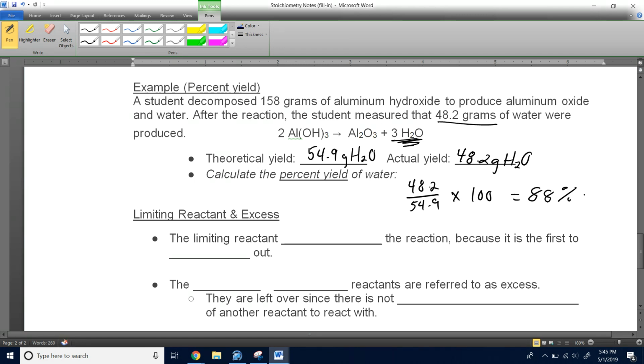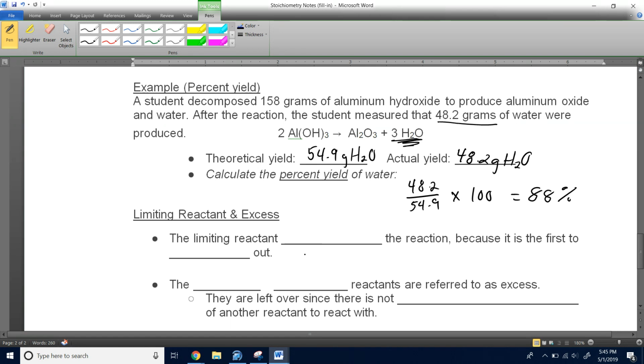Okay. That's it for percent yield. We have to get our actual yield and our theoretical yield, and we put it in a fraction, and we do the math. So this says that we recovered 88% of our product based off of our theoretical yield. So that's what a percent yield tells us. It's telling us what we were able to recover based off of what our theoretical yield was. So I'm going to end it with discussing the limiting reactant and the excess reactants, and then we'll go over the example in class together.